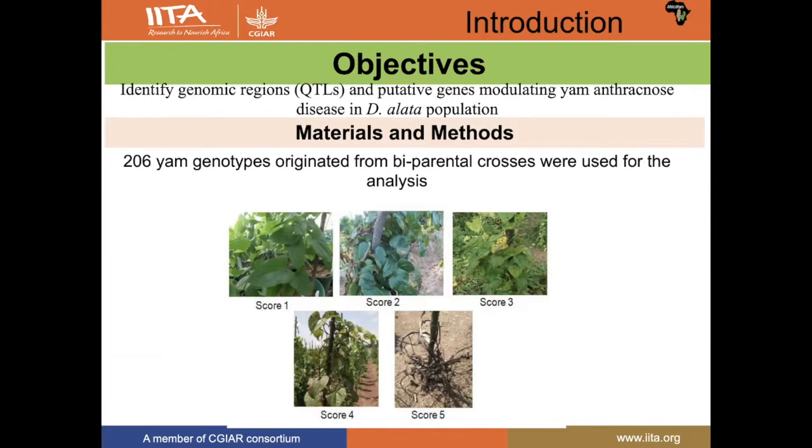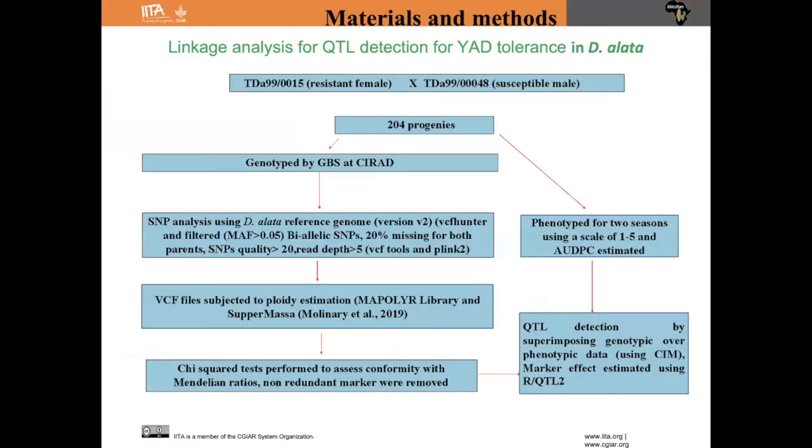The material we use is 206 genotypes, originated from a biparental cross. We have 204 progeny and 2 parents, one susceptible and one resistant. Here we present the workflow, generally how we proceed for QTL identification and genetic map construction. We have one resistant female, and we cross it with the susceptible male. Then we have 204 progeny. We genotype them by using GBS with our colleagues in Montpellier, France.